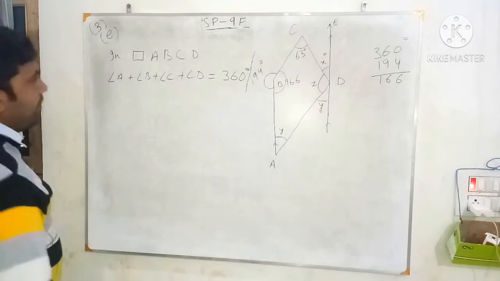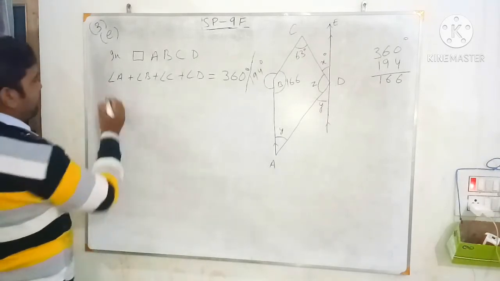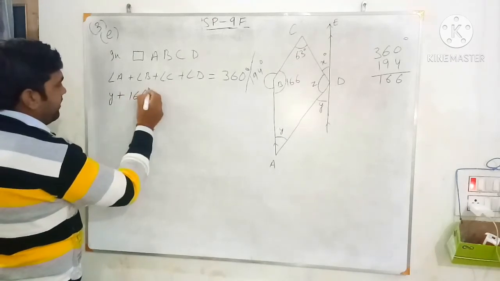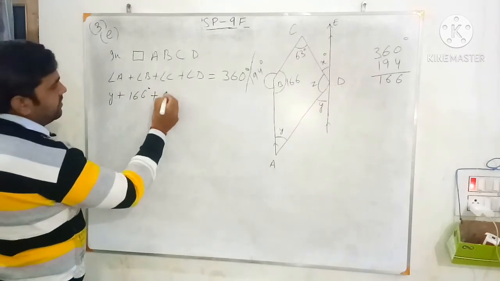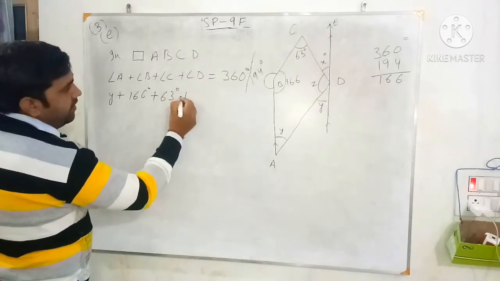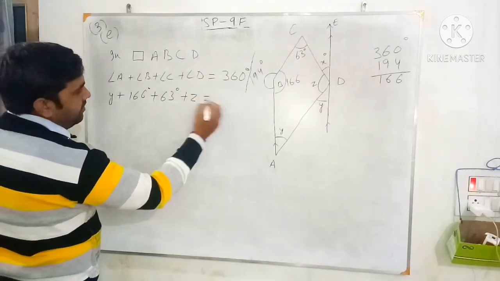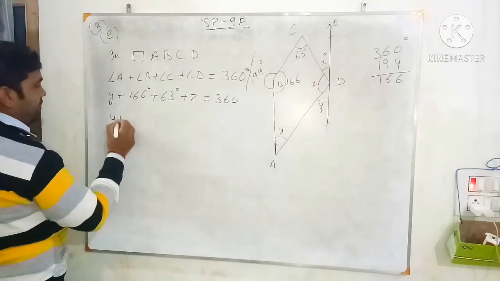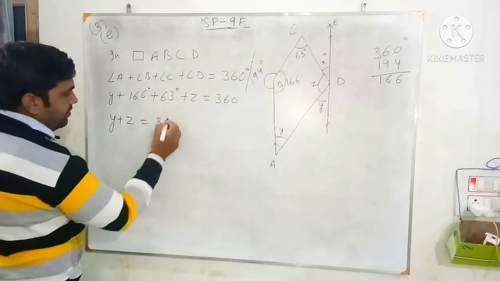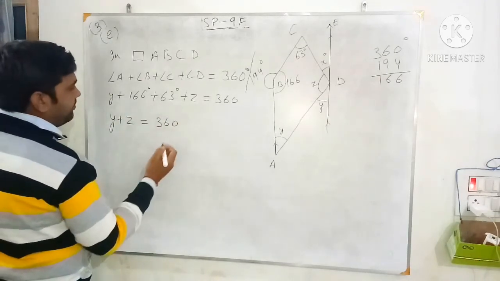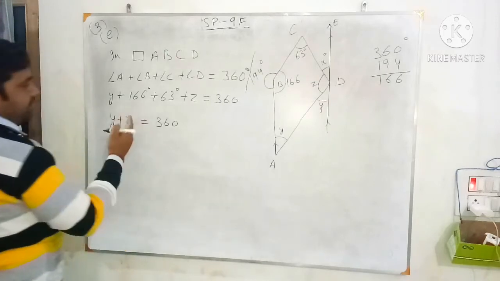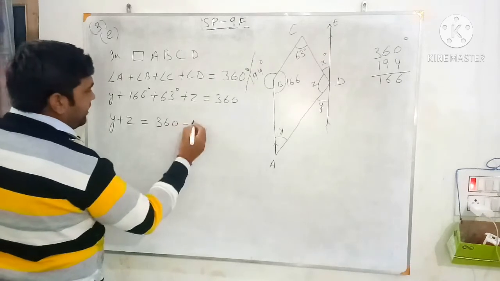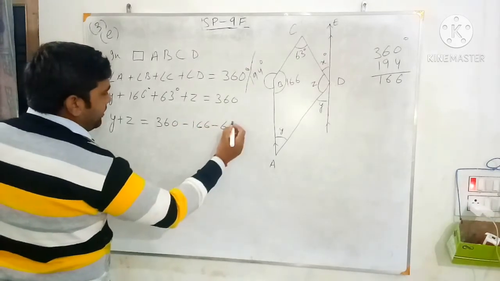So put the values: angle A is y and angle B is 166 degree, which we have found, and angle C is 63 degree and angle D is Z. Now see what you got, y plus z. Now y plus z is equals to 360. Now transpose these two angles. So on the right hand side, it will be subtracted. So minus 166 minus 63. So see what you will get the answer.